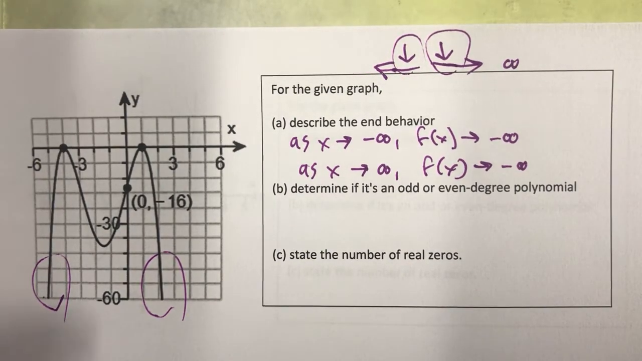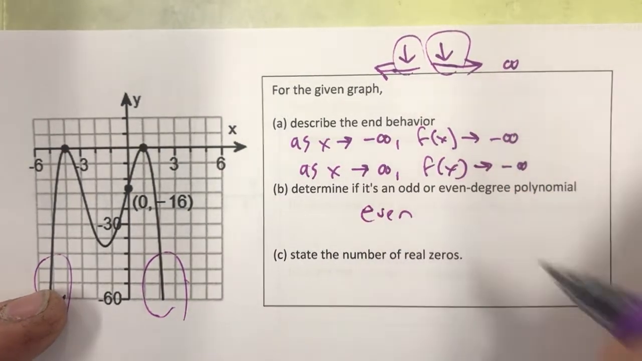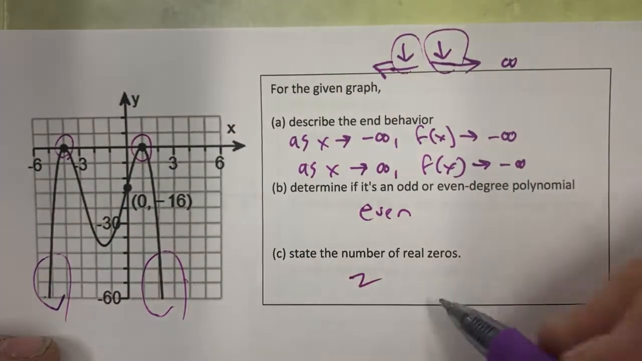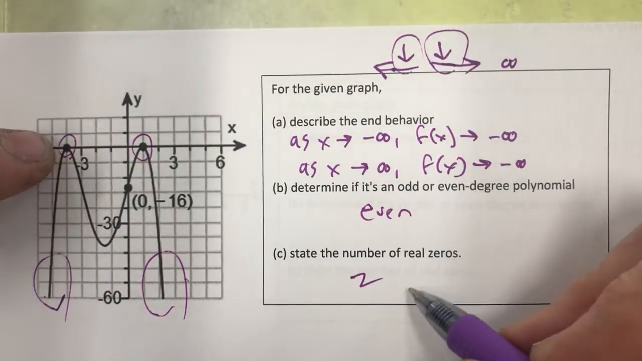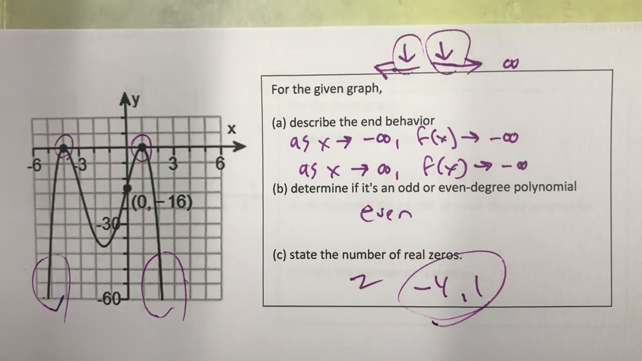Okay. Is this even or odd? Well, they're both going down, so that's even. And the number of zeros, looks like we have 1 there and 1 there, so there's 2. This one looks like it's -4. This one looks like it's +1. So that's what values they are.